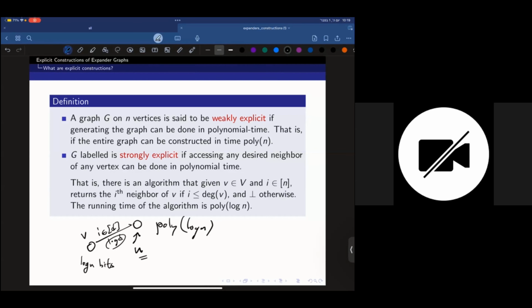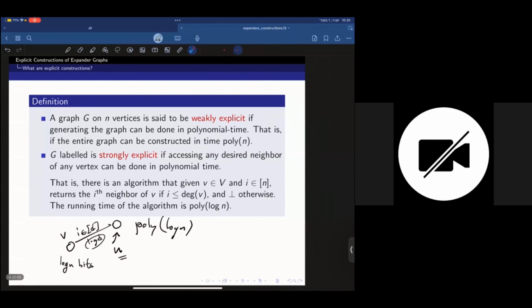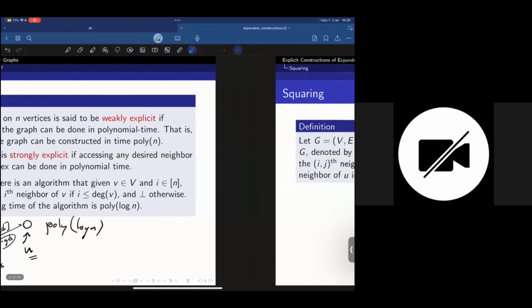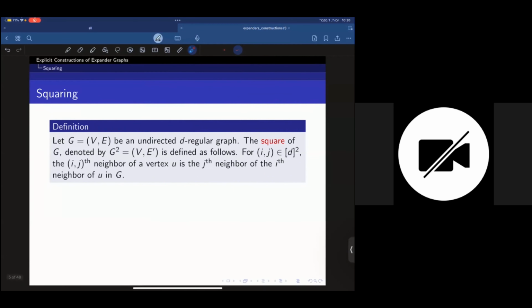In particular, if you have that, you can construct the entire graph in time which is almost linear in the graph size, because you can go over all vertices. But it's stronger than that. You can locally access the graph. Here there is some subtlety. If the graph is not regular and you're given a number which is beyond the degree, you should maybe output a bot or something, but it's a little bit nitpicky.